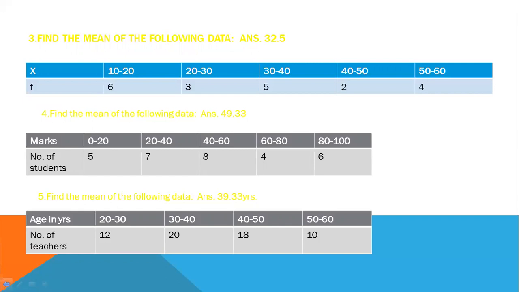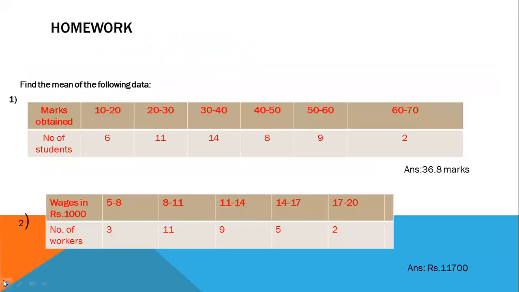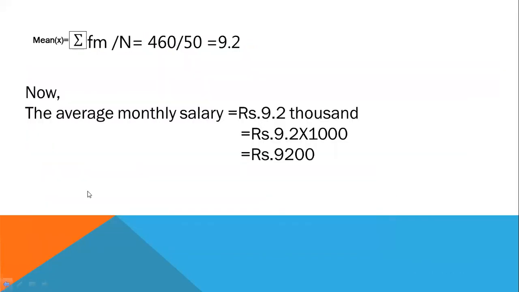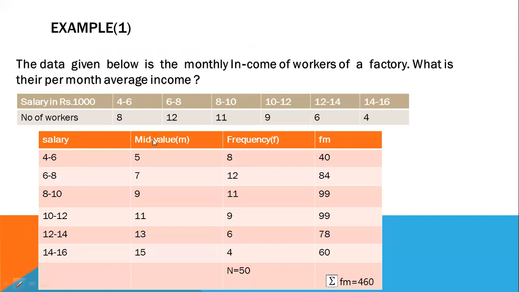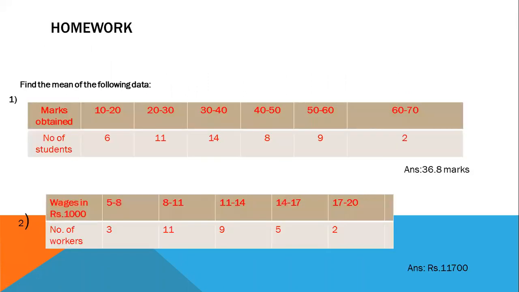By following the example that I told you just now, the previous one here, follow that to do it. First of all, write all the data, then find the mid value, then write the frequency, find the sum of the frequency, then find fm by multiplying frequency and mid value, and add all this, and divide by this, then you will get the arithmetic mean. I hope you understood, and you are able to do all the given questions. Homework: 5 questions, easily.